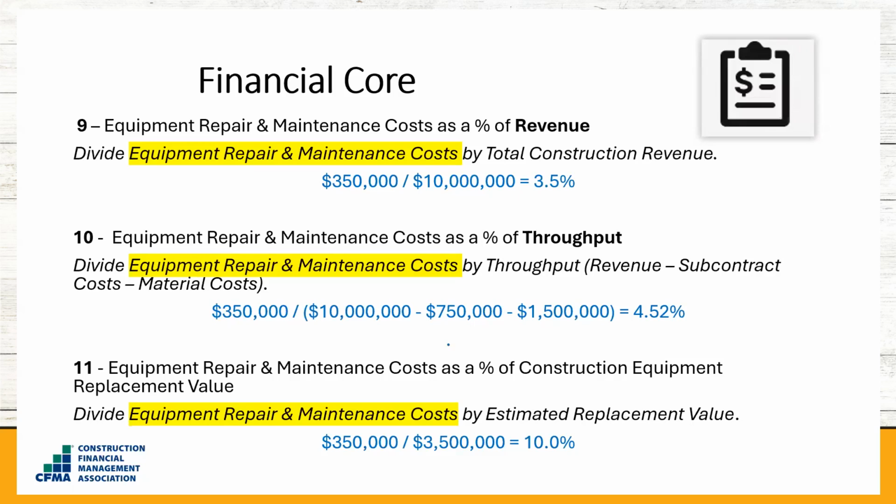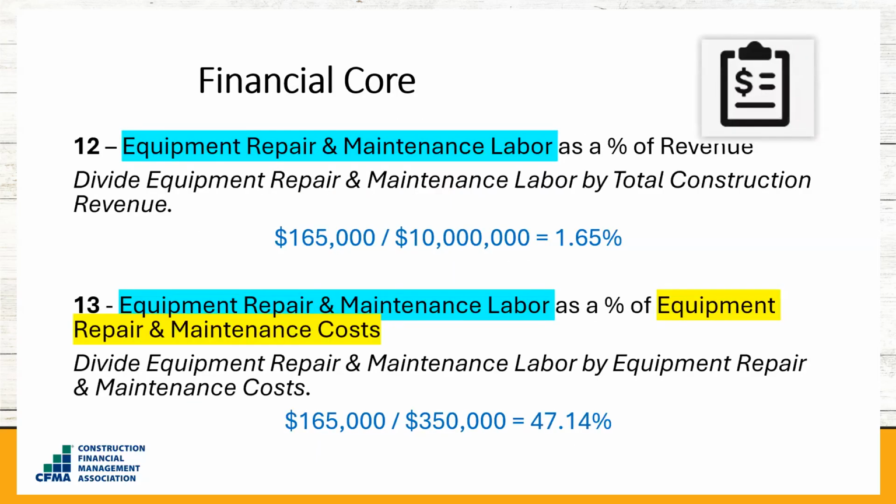Again, you're using the same thing that you've already calculated, the equipment repair and maintenance costs, and then you will need to try to determine what is the estimated replacement value. The next one here is the equipment repair and maintenance labor. So these two are really looking at the labor that you spent. So you divide the equipment repair and maintenance labor by your total construction revenue. So this is just a way of zeroing in on the labor component. Again, you've already determined the repair and maintenance cost. You just take the labor component of that, and then you have your revenue figure also.